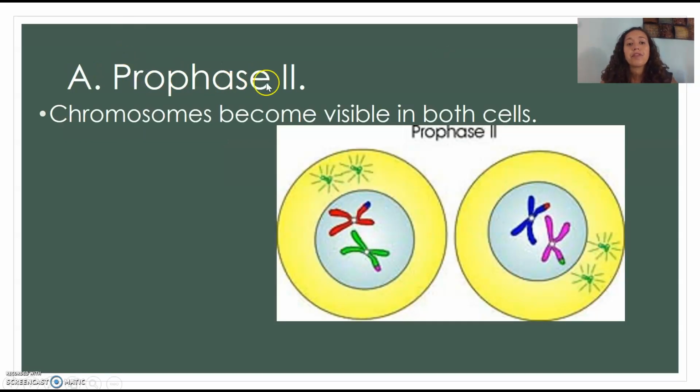Okay, so prophase 2. We call it prophase 2 because we're in meiosis 2. The chromosomes will become visible in both cells. So you're going to be able to see both.